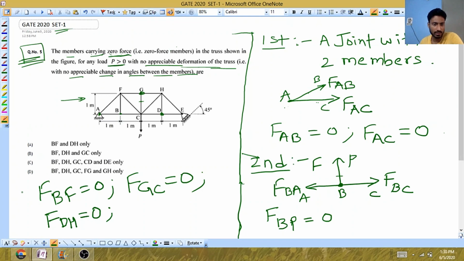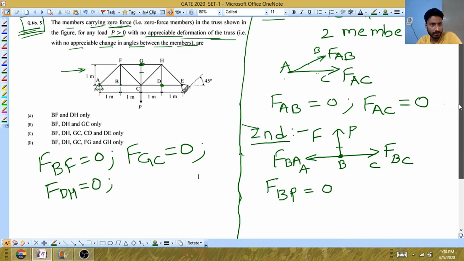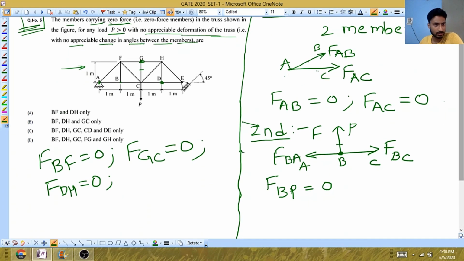So we are left with only these three, but you will be in a hurry to mark option B. If you mark that option you will get 0 marks, because I told you that in a truss system it is not necessary that only these two steps can give you a zero force member. There can be more zero force members that are hidden, which we need to observe by looking at this system.